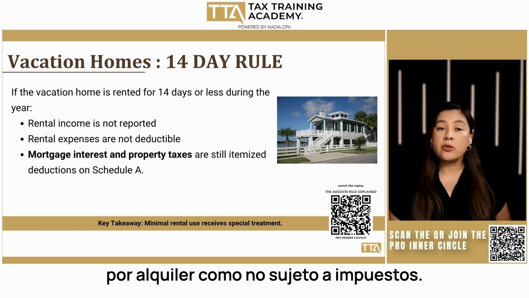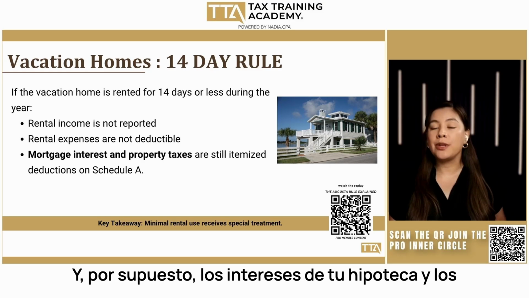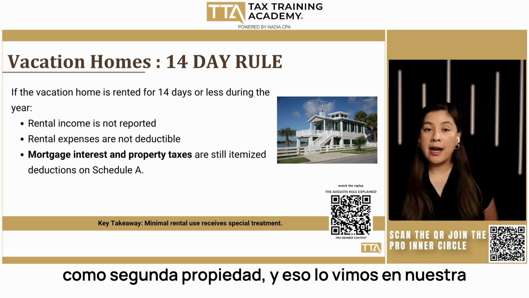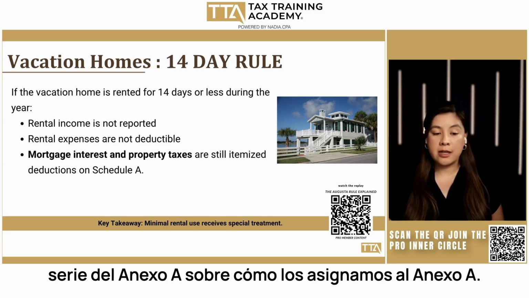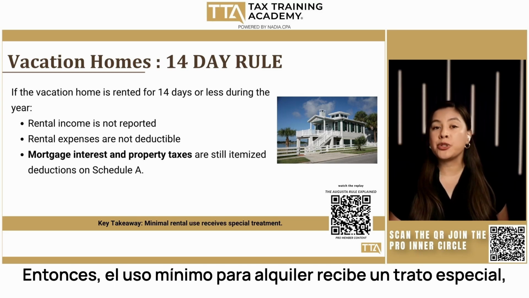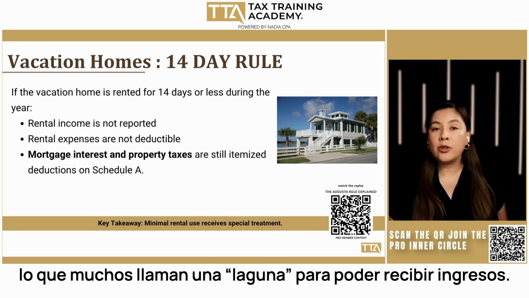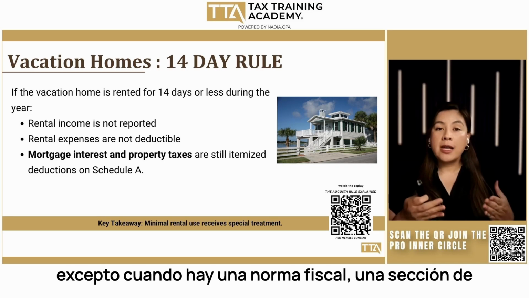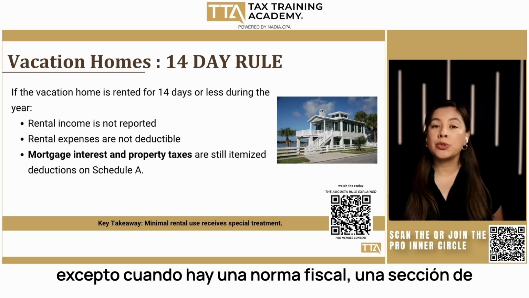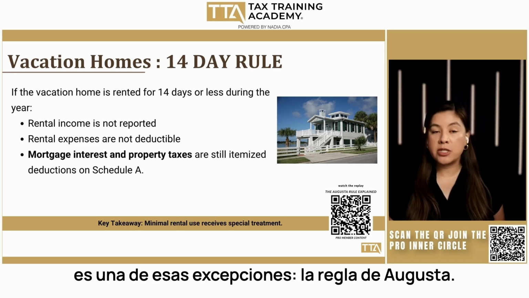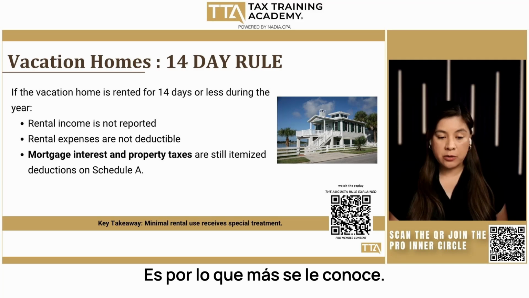And of course, your mortgage interest and property taxes, they're still deductible as a second property. And we learned that with our Schedule A series on how we allocate that over to Schedule A. So the minimal rental use receives a special treatment and what many call a loophole of being able to receive income. And we learned the general rule is that we are taxed on our worldwide income, except if there is a tax law section that allows an exception. And this is one of the exceptions, the Augusta rule. It's what it's better known for.